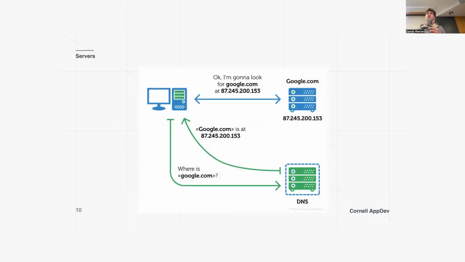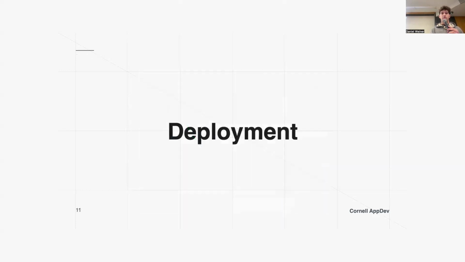So remember this little graphic from very early on in the course. This is exactly what we're talking about here. You can see we have IP addresses like 87.25.200.153. And google.com is what we would actually type in, but the computer uses the DNS to then get the specific IP for that domain and IP address.